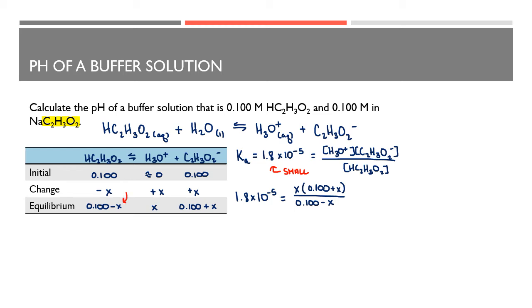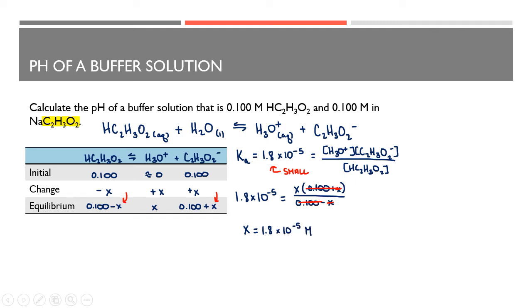Now, one assumption that I can make, or approximation, is that because the Ka is so small, the X values are also very small, so if I'm adding them or subtracting them from a value, I can eliminate those from my equation. That makes life so much easier for us. The next simplification that I can make is I notice that I have 0.100 and 0.100 on opposite sides of this fraction. So guess what? I can eliminate those from this equation as well. That makes life even more simple for us.